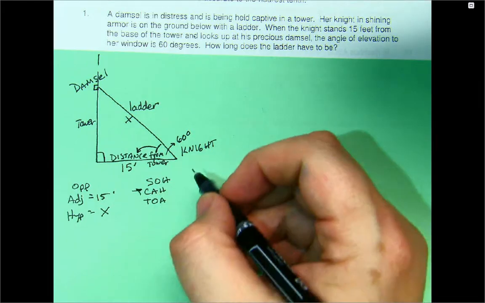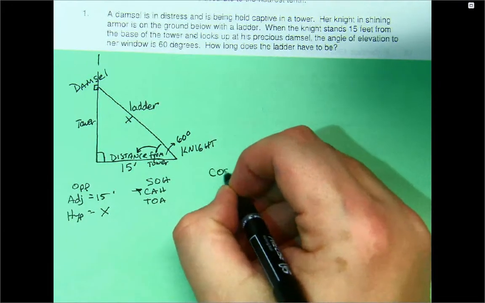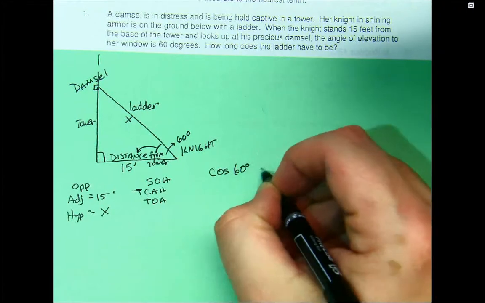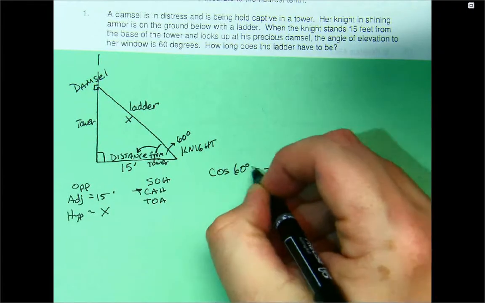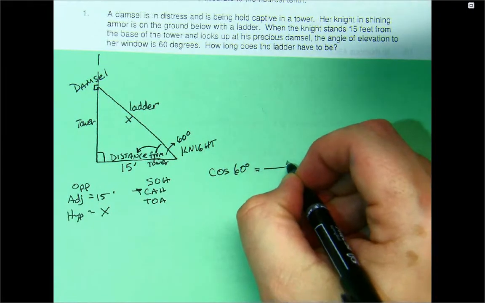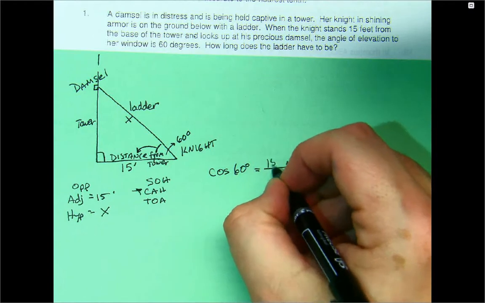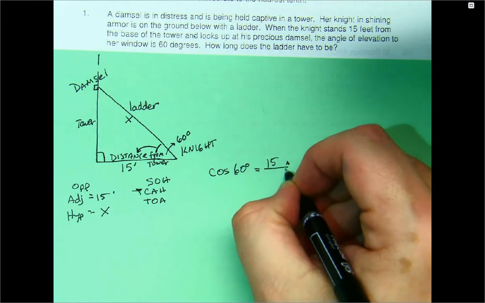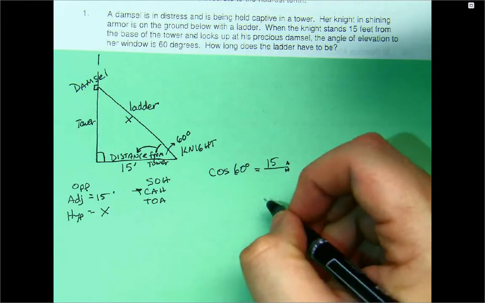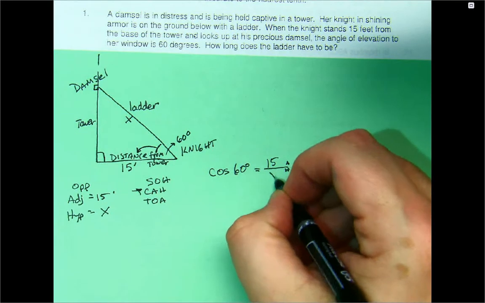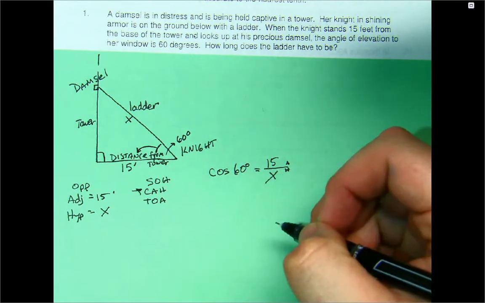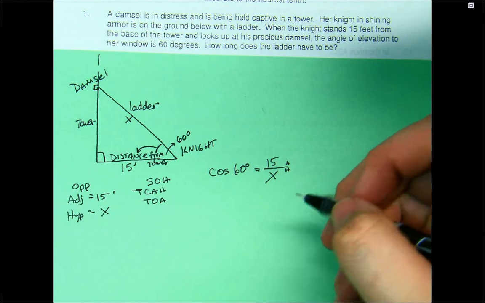So that tells me that the cosine of 60 degrees is equal to the adjacent side, which I know is 15 feet. I put the A there over H, just so I know. And that would be x. That's going to be how long the ladder is. Now we're going to have to solve this for x.